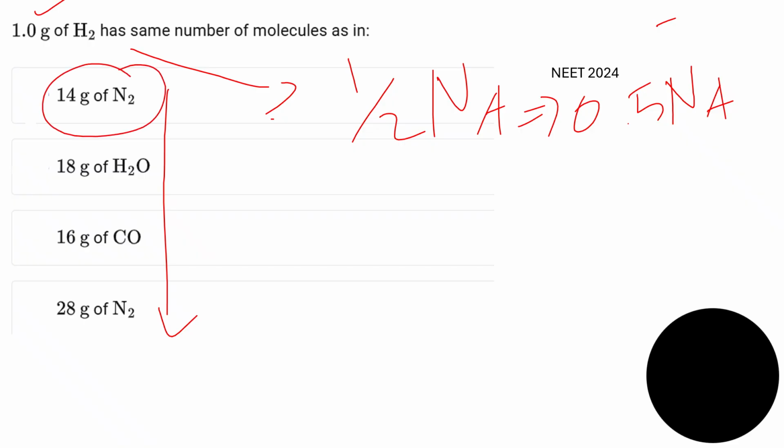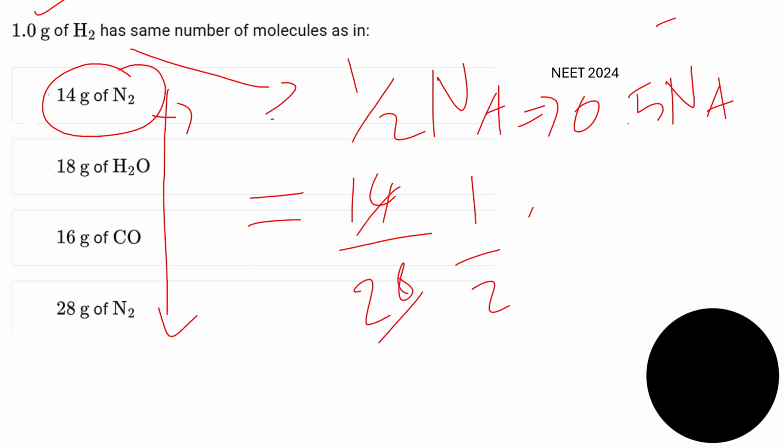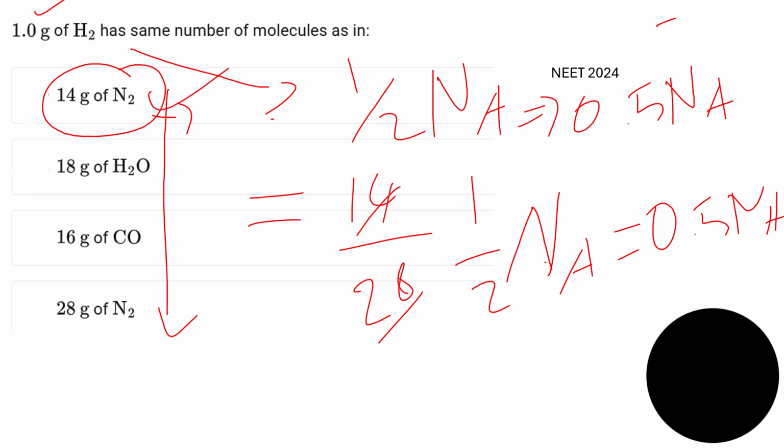For 14 gram of nitrogen, it is also the same. For 14 gram of nitrogen, moles is nothing but weight divided by molecular weight. For 1 nitrogen, the mass is 14. For 2 nitrogen, 28. If we do 14 by 28, we get 1 by 2 Na, which is also 0.5 Na. This is a multiple choice question, so only one answer. Okay, option A is right.